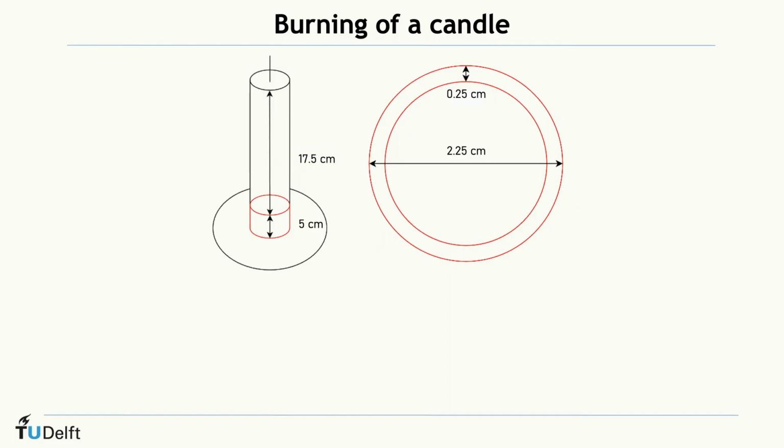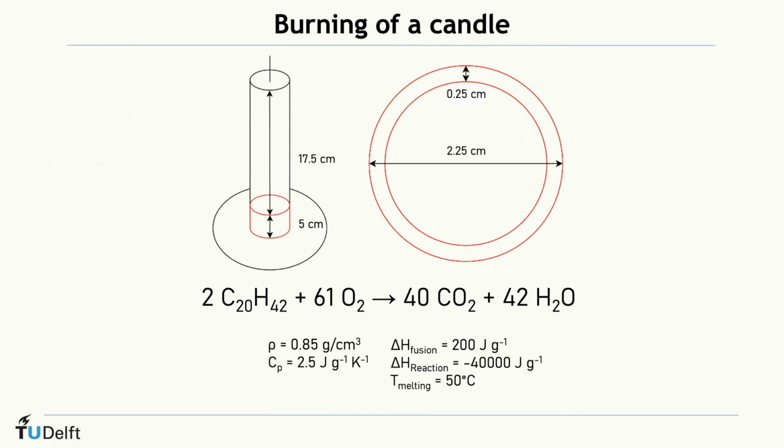We have a candle that consists of two parts. We have a top part that is completely made out of wax and the bottom part which is a tall holder for the candle. The candle is inserted in this holder, which has a 2.5 mm thick wall made of iron. The combustion reaction equation of burning the wax is given, and some properties are given which are useful for the next questions. Let's start with the first question.